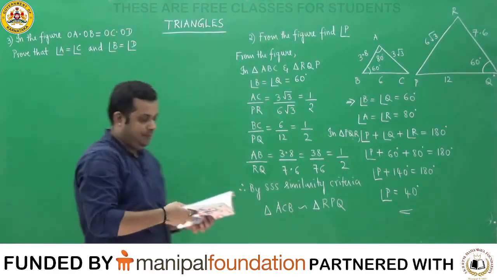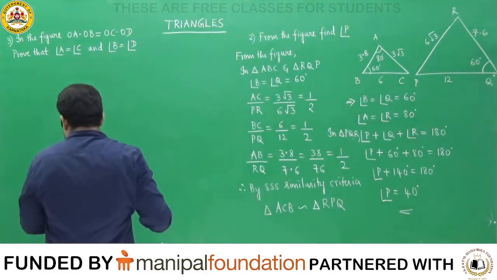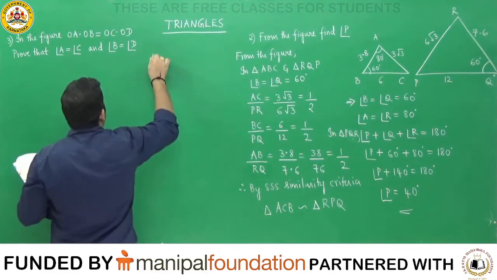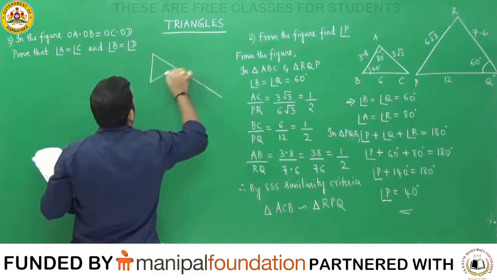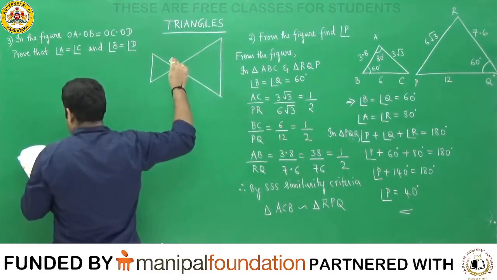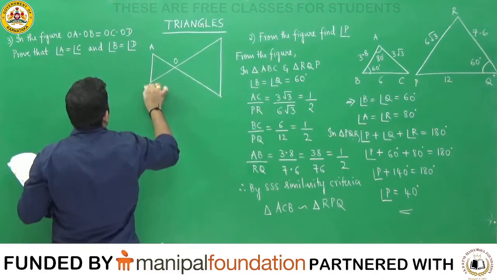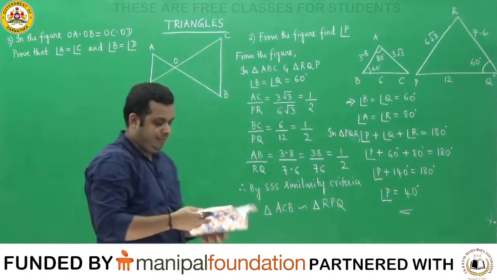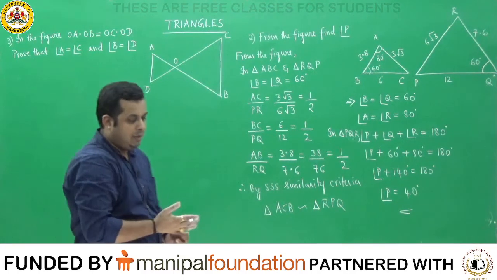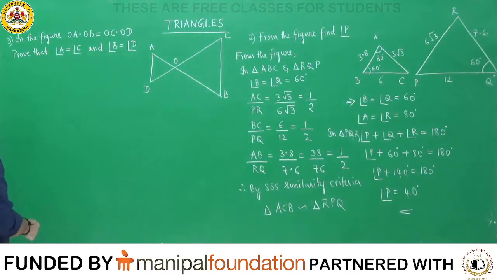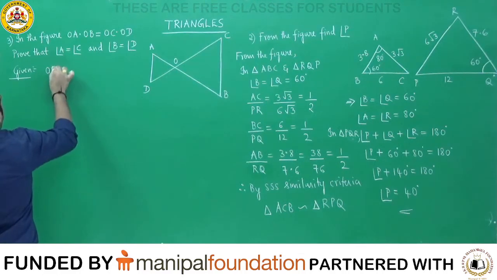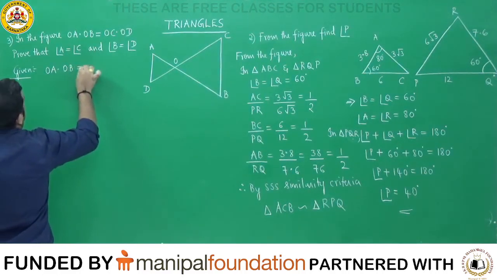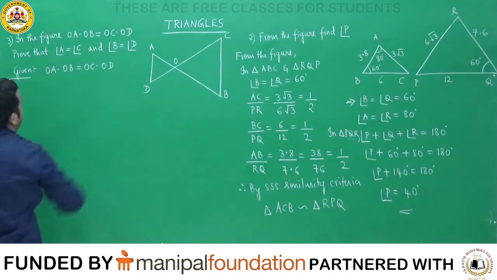Let's prove this. The sketch is shown in the figure like this. So this is nothing but A, O, D, B, C. Is that okay? What is given in the problem? Given in the problem that OA into OB is equal to OC into OD, right?